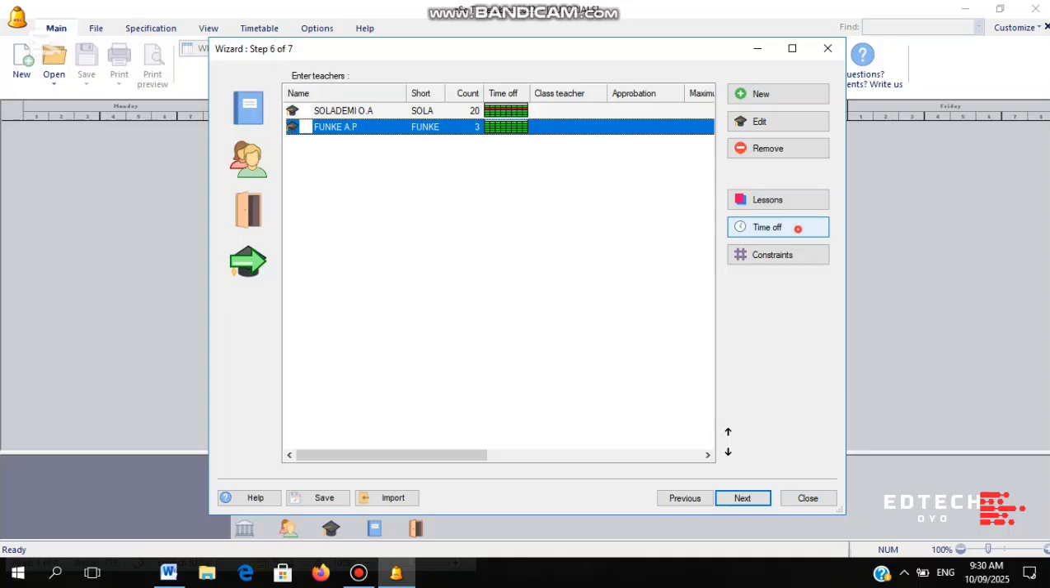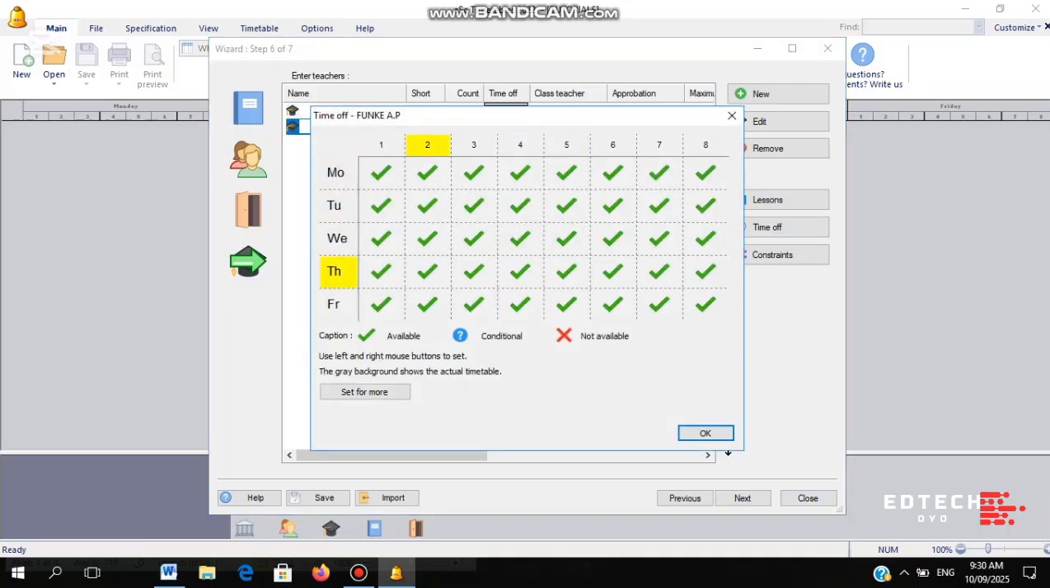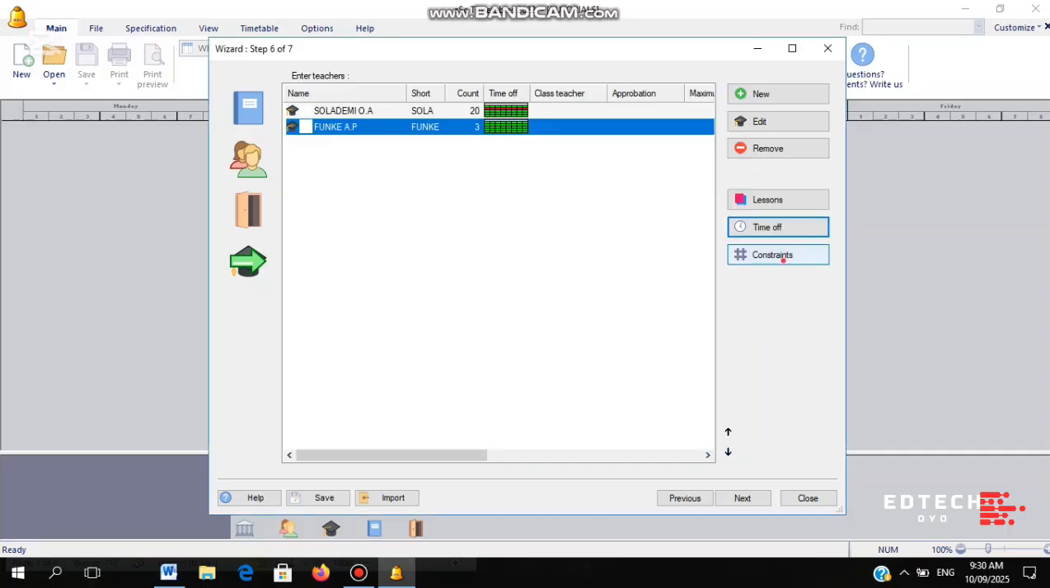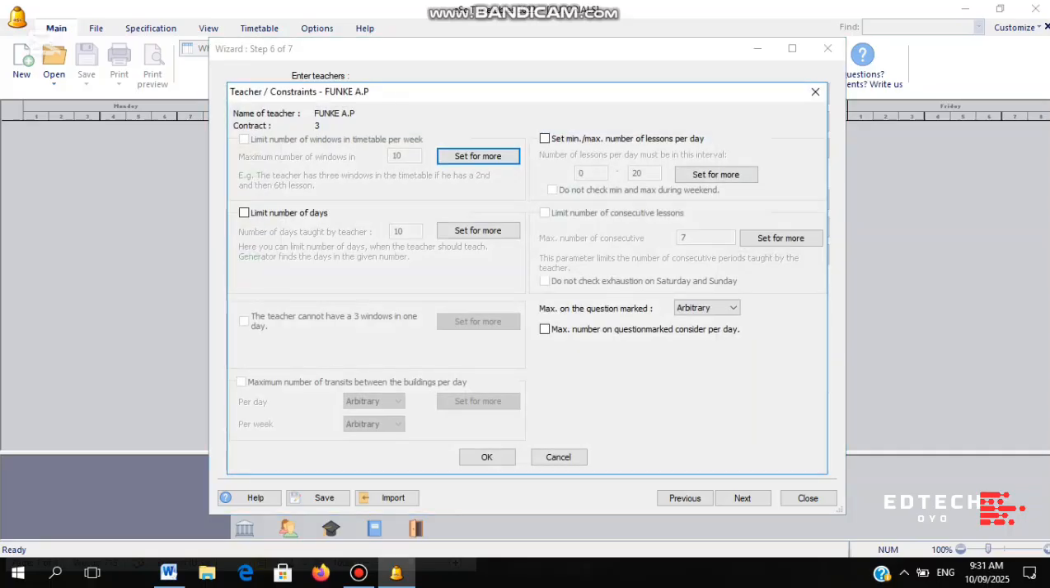Another thing, you can time off. Depends on you. Like in my school, okay, let me leave that one. So that is that for that. Constraints. Let's look at these constraints. What is it for? The constraint is that you can say limit number of windows in timetable per week. No, you don't really need that. This is what you need.